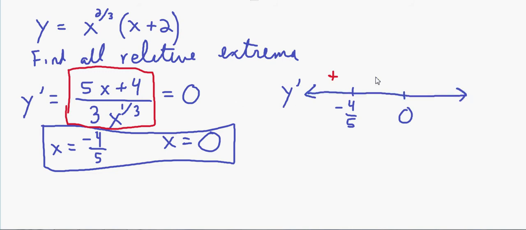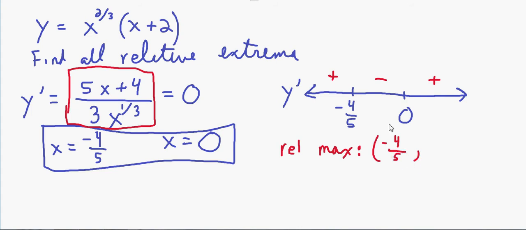You plug in something between 0 and negative 4/5, like negative 1/5. Well, that's going to make the top positive and the bottom negative. A positive divided by negative is a negative. And when you plug in a positive number, like 8, you get a positive number divided by a positive number, which is a positive number. So what we have going on here now is that we have a relative maximum when x is negative 4/5.